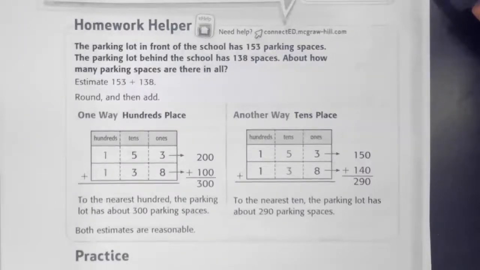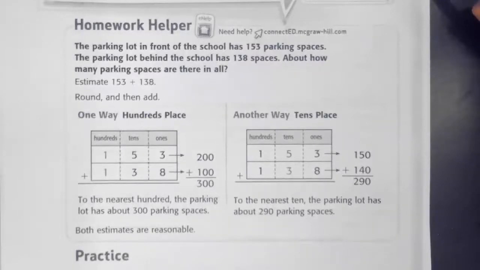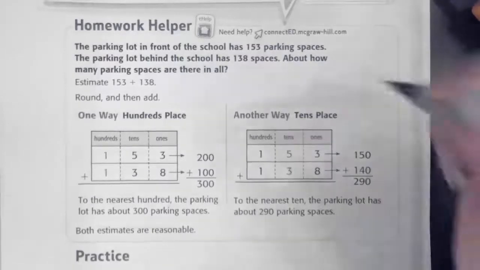So this question says, the parking lot in front of the school has 153 parking spaces. The parking lot behind the school has 138 spaces. About how many parking spaces are there in all? If I were a super awesome third grader, I would know that this is a word problem, so I should be doing CUBES. On this question, I'm going to look for the numbers because the C in CUBES stands for circle the numbers.